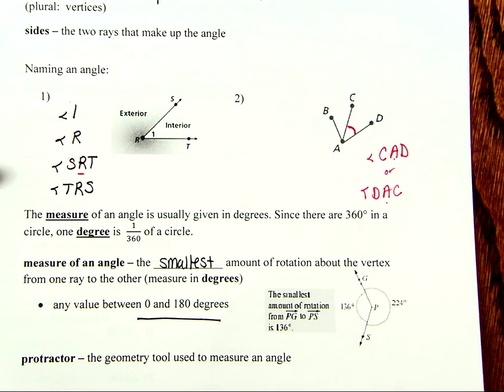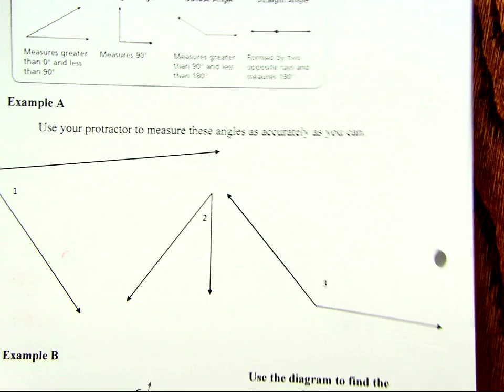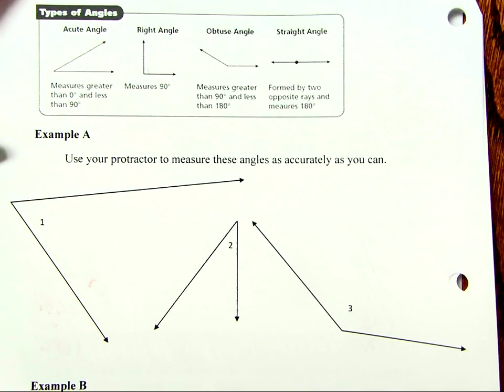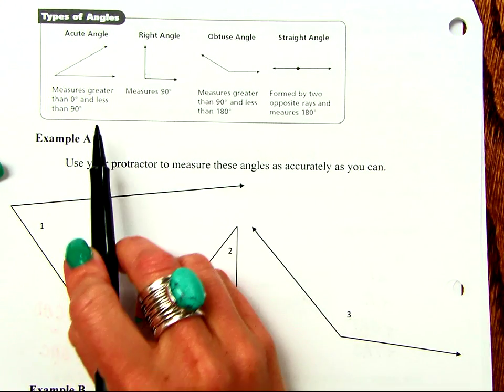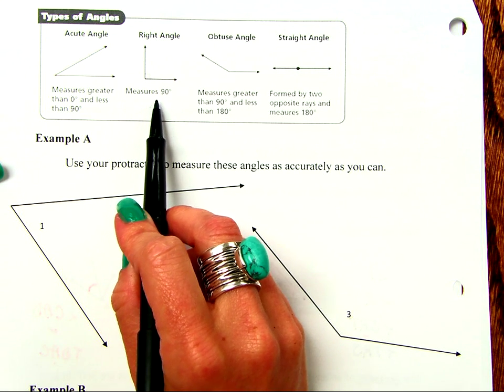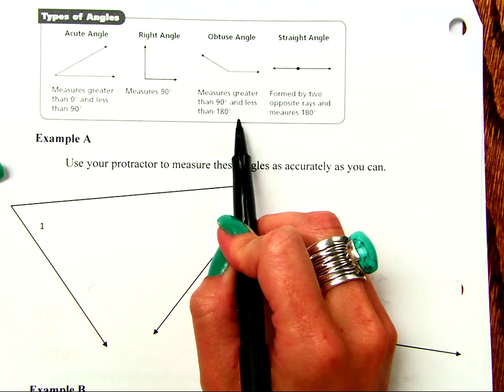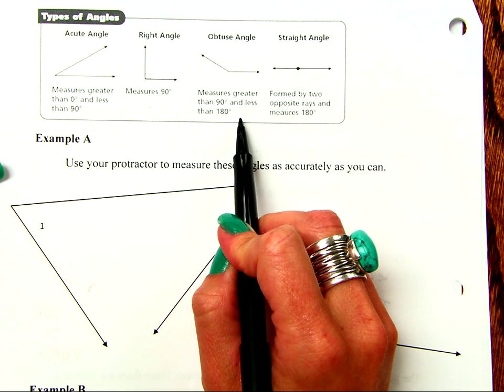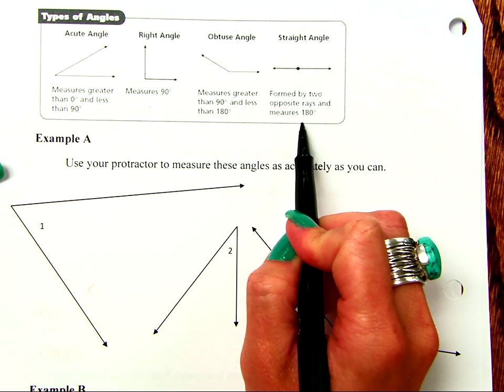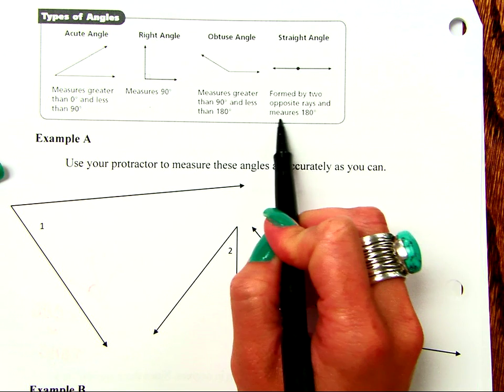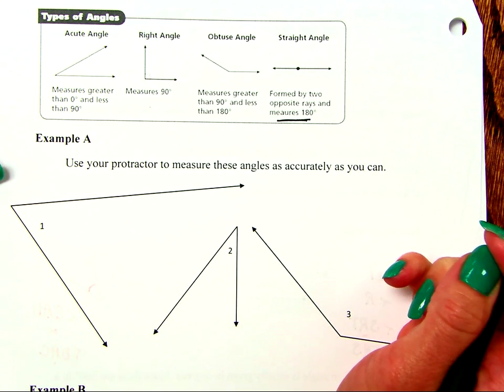And of course, as review from before, we have different types of angles. We have the acute angle, which would be less than 90 degrees. The right angle, which is exactly 90. Obtuse, which is greater than 90 but less than 180. And of course, the straight angle or the straight line, which is equal to 180 degrees.